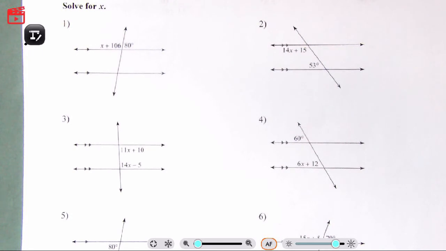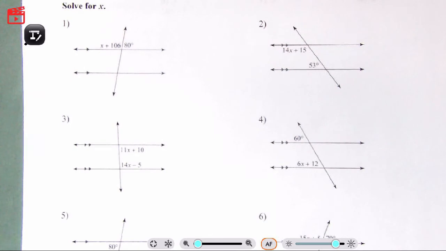Again, if you haven't seen the previous video on transversals and parallel lines, the notes on that, go ahead and head over there. If you don't have your angle relationships memorized, make sure you have your flashcards out, make sure you have your notes out because they will absolutely be 100% helpful.